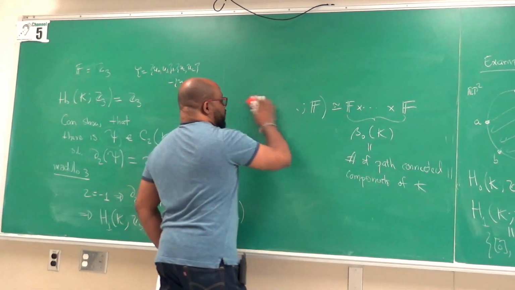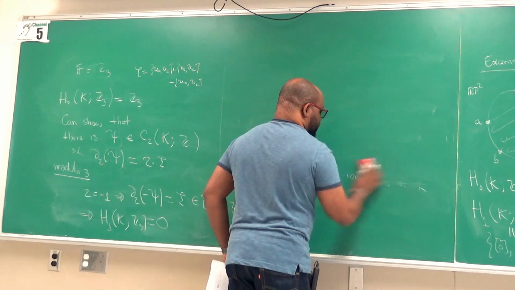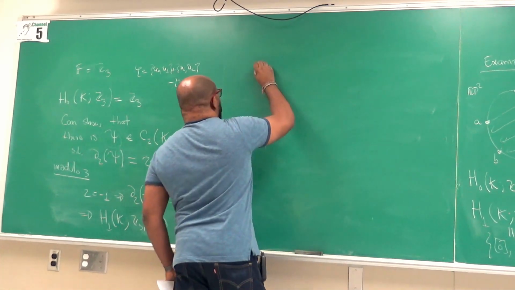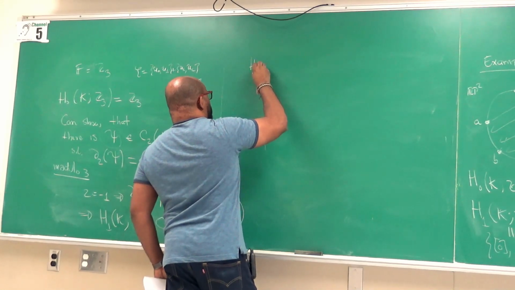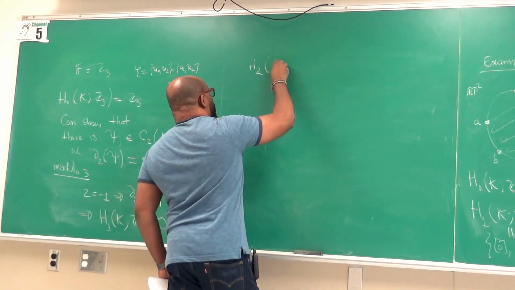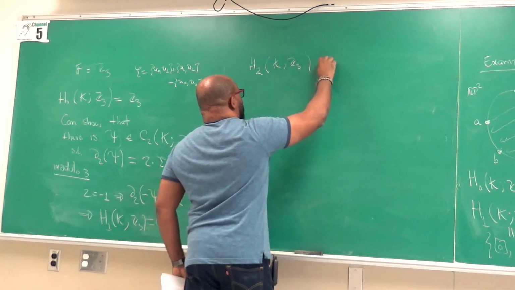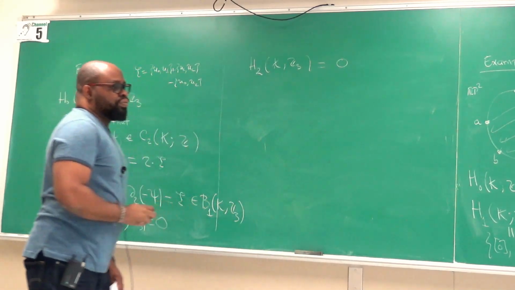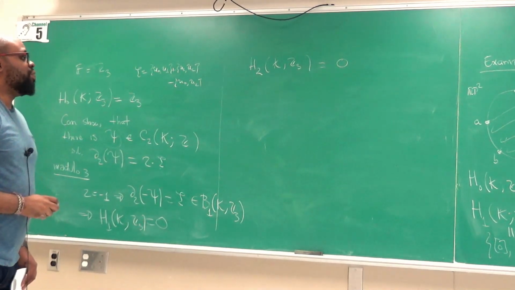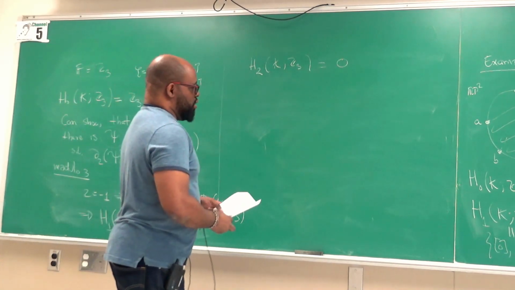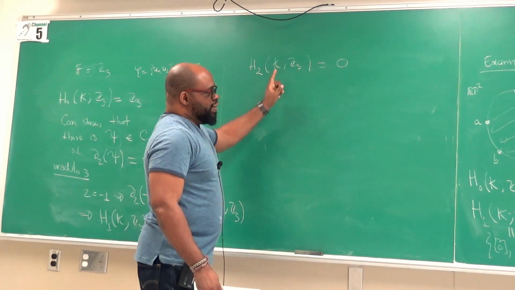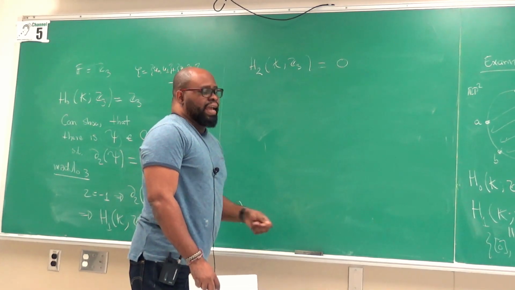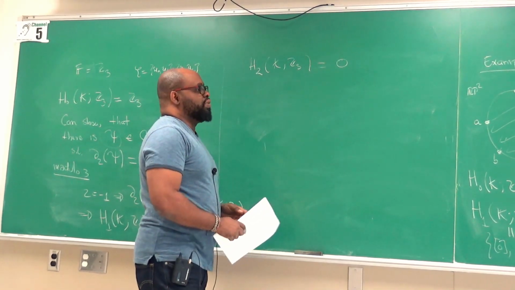And similarly, one can show that H2 of K with coefficients in Z mod 3 is also 0. So again, this is by showing that there are no cycles. There are no 2 cycles.